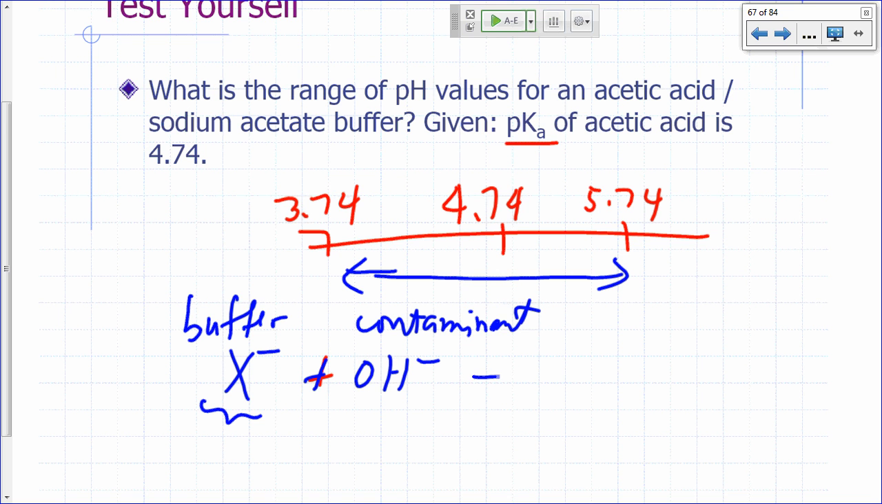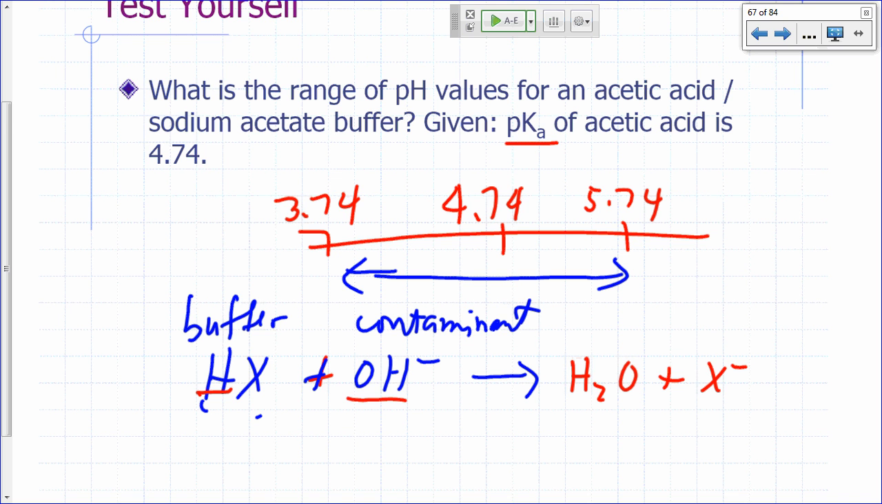Well, X minus plus hydroxide, HX from the buffer. Okay, you have HX from the buffer. The weak acid from the buffer will neutralize any base that you add to it. So if you add a hydroxide, then the weak acid from the buffer will react with that hydroxide and will give you what? What's the product of these two reactions? It gives you water plus X minus, right?